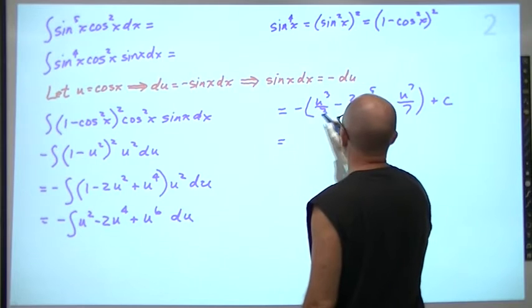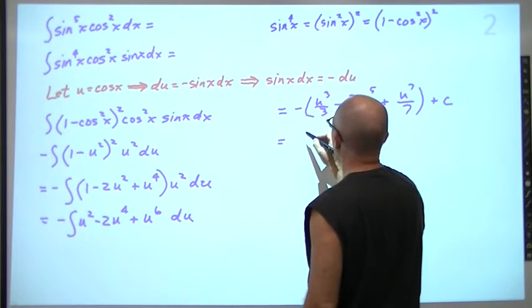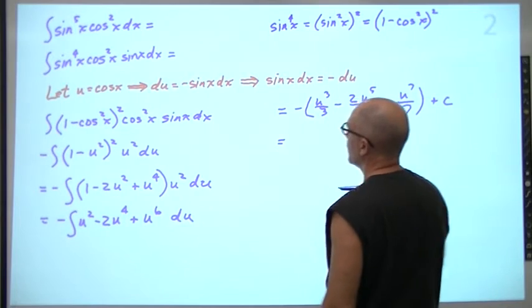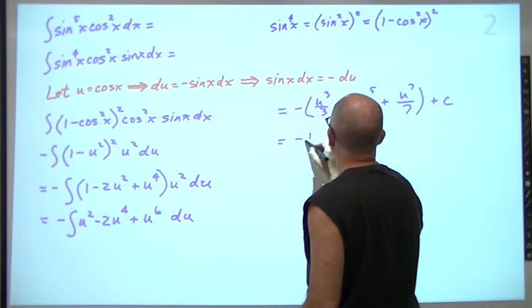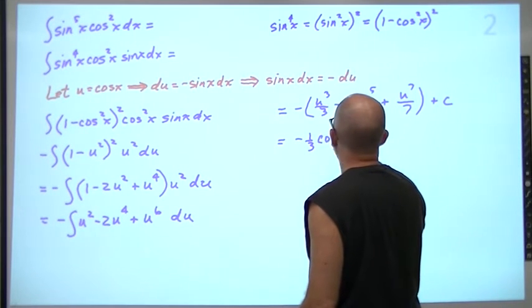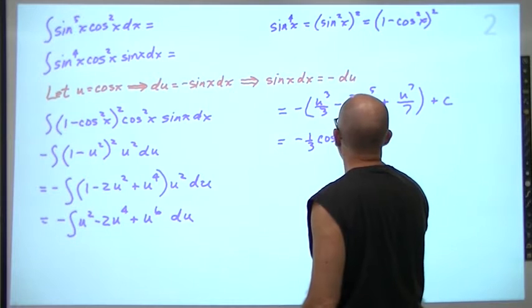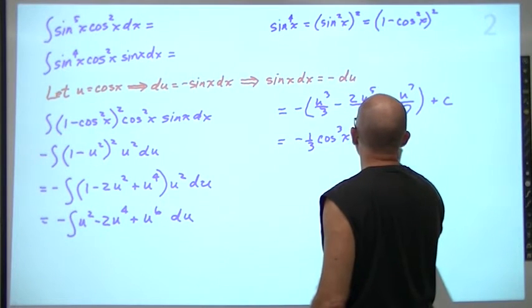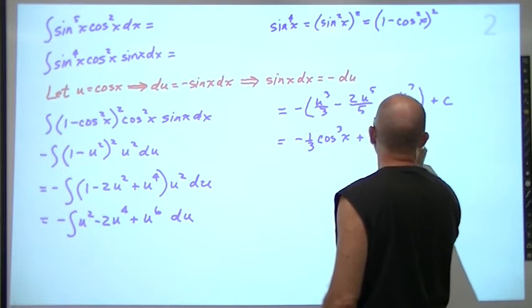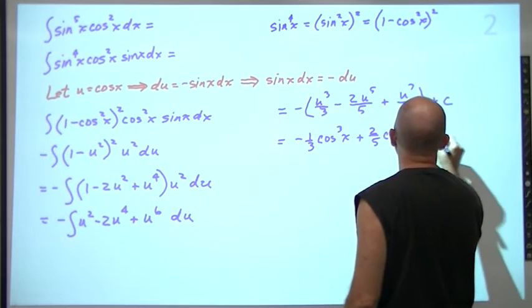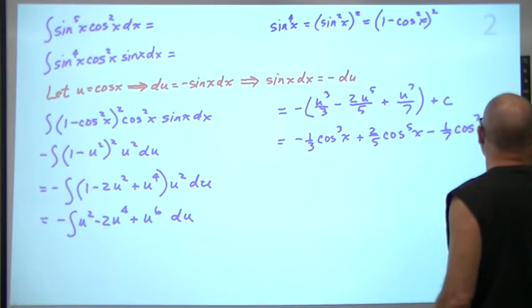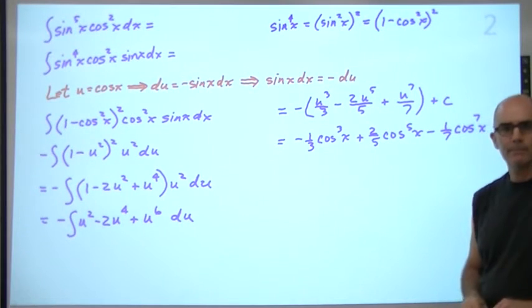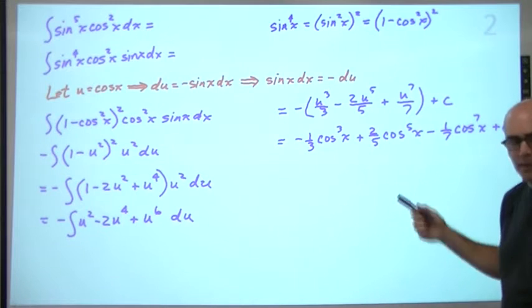So now we're going to distribute our minus here. Let's do two steps at once: distribute our minus and put the cosine x back in. So I've got negative 1/3 cosine cubed x plus 2/5 cosine to the fifth x minus 1/7 cosine to the seventh x plus c, senor. That's it, game over.